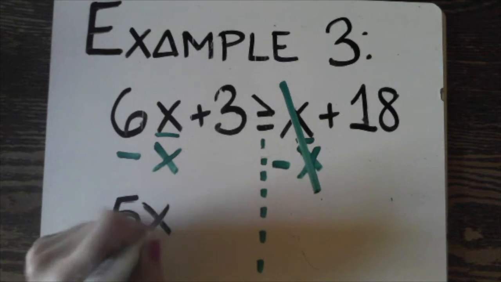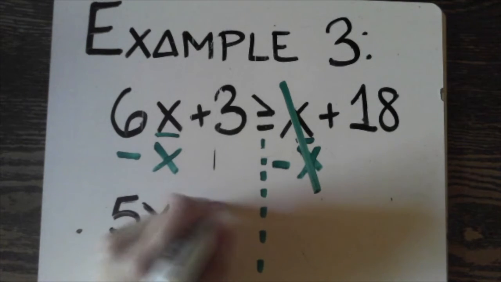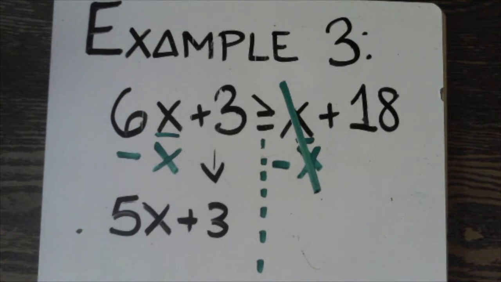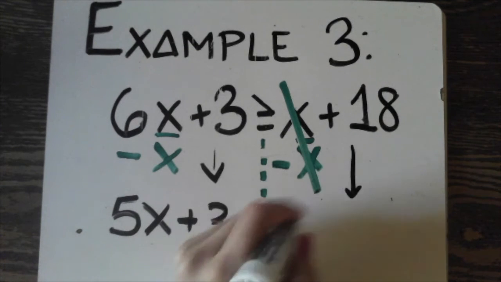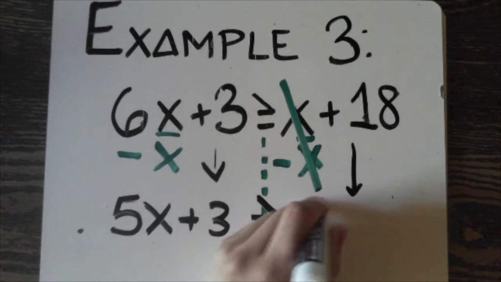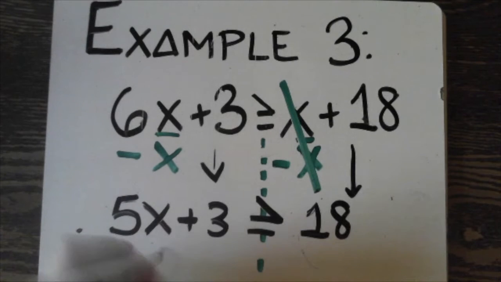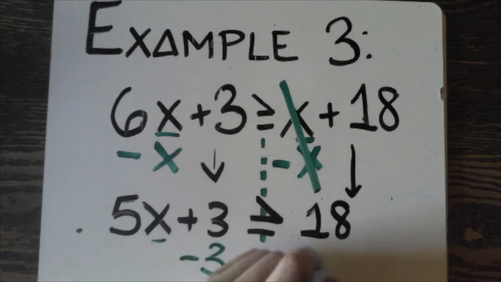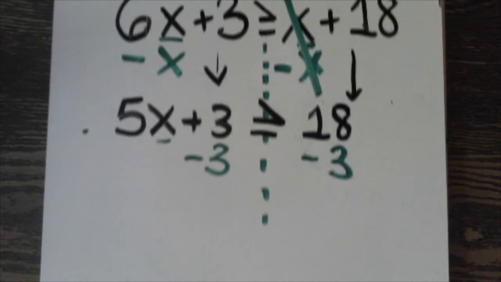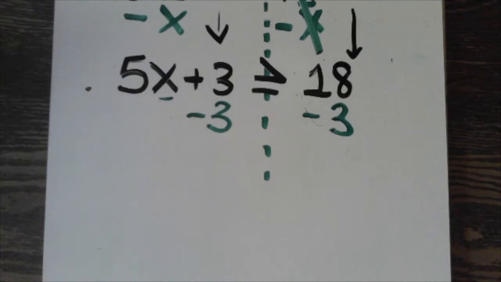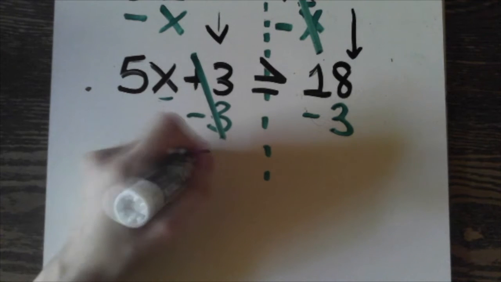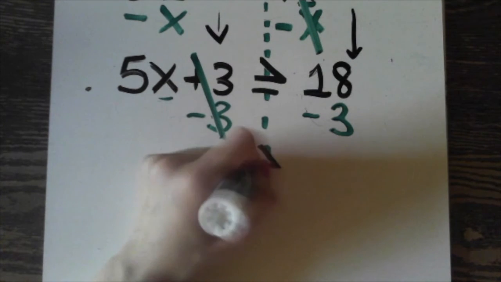6x minus 1x is 5x, and we bring down the plus 3. That is all greater than 18, since x minus x was canceled out. Now I can begin as I normally would. I am going to work from the left because that's where my variable is located. And I am going to do the opposite operation of plus 3, which is minus 3 on both sides. We cancel the 3's on the left, and we are left with 5x is greater than or equal to 18 minus 3, which is, of course, 15.